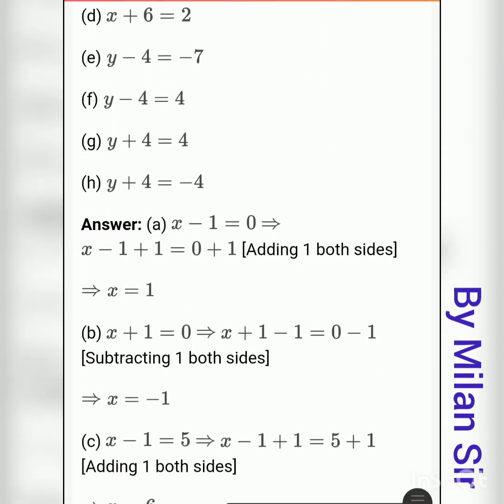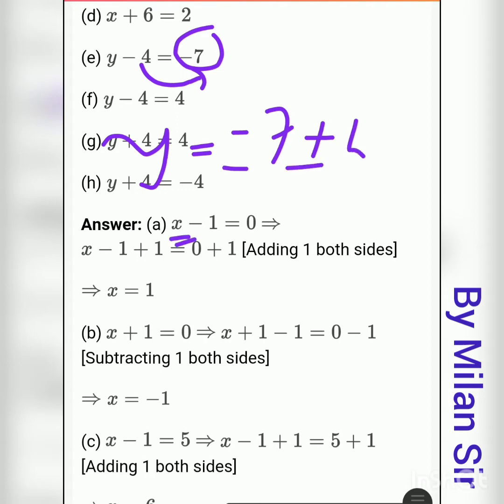Again, I repeat this question. y is equal to, here we have -7. Transfer this -4 to the right hand side, it becomes +4. So 7 minus 4 is 3. The bigger number 7 has a negative sign, so negative sign. So y is equal to -3. This is the final answer.